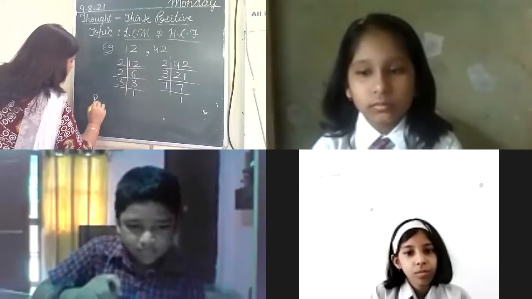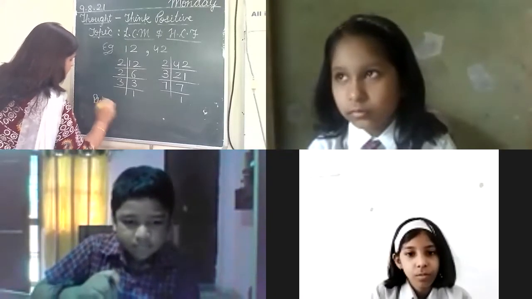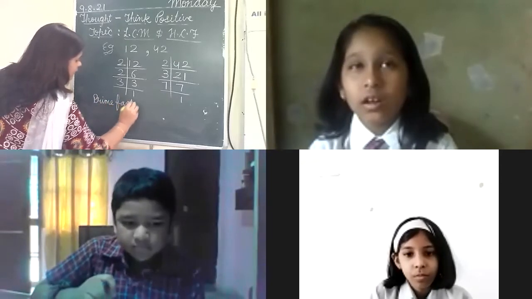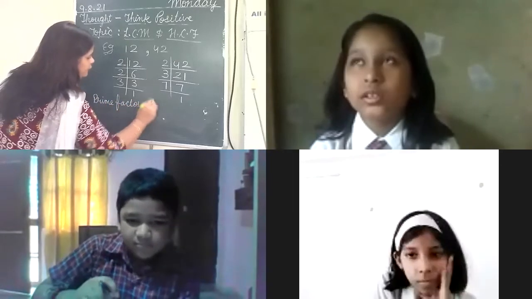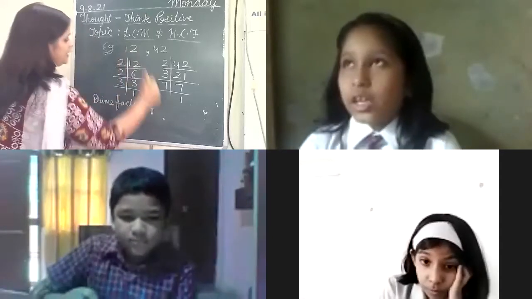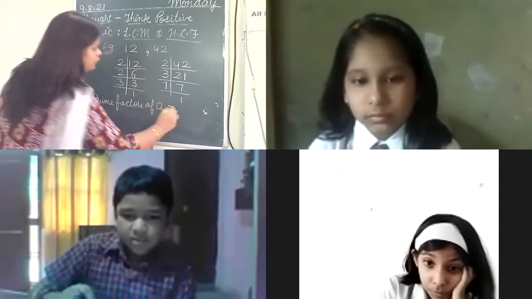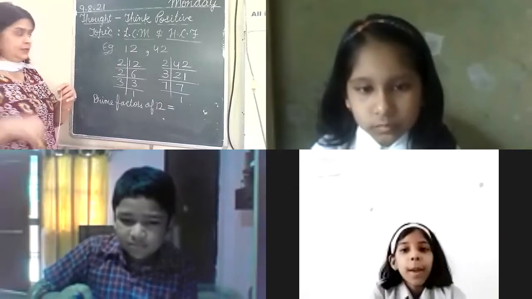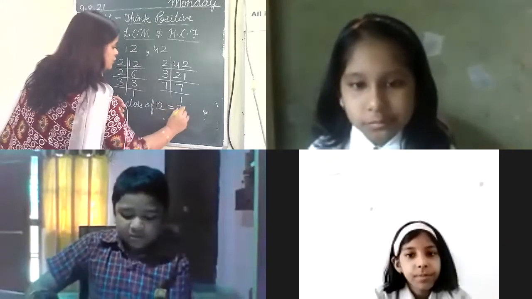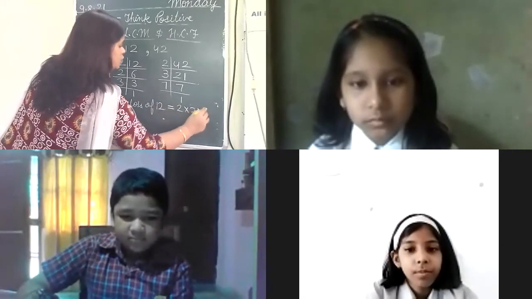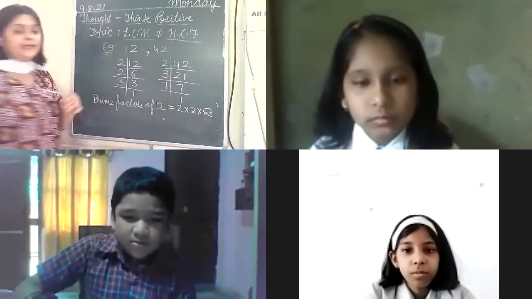Prime factorization, or we can say prime factors. Prime factors of 12. Can you tell me the prime factors of 12? Yes, ma'am, 2 multiplied by 2 multiplied by 3. Okay, you have to write it down like this.